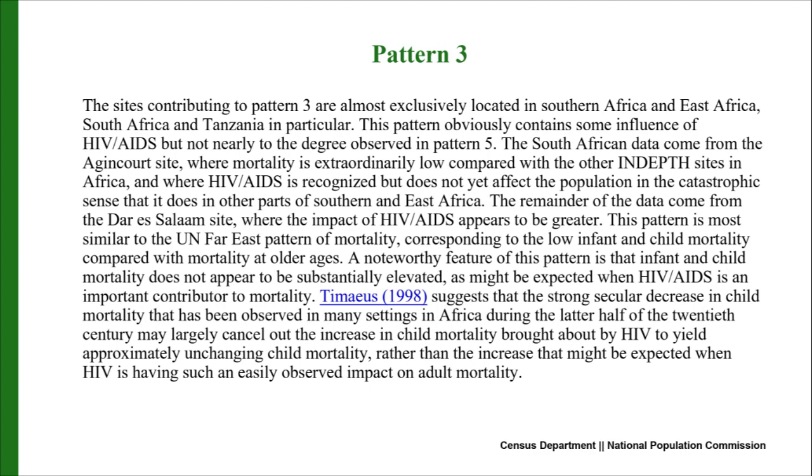Timaeus, 1998, suggests that the strong secular decrease in child mortality that has been observed in many settings in Africa during the latter half of the 20th century may largely cancel out the increase in child mortality brought about by HIV to yield approximately unchanging child mortality, rather than the increase that might be expected when HIV is having such an easily observed impact on adult mortality.